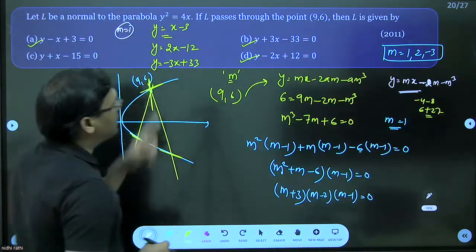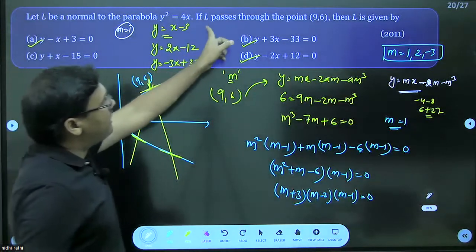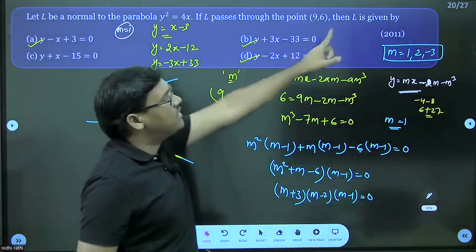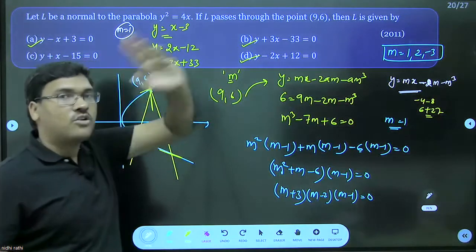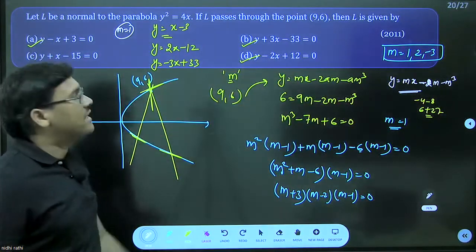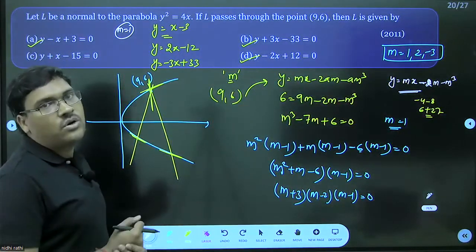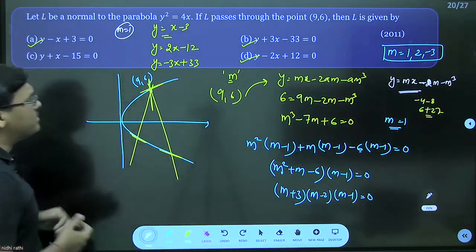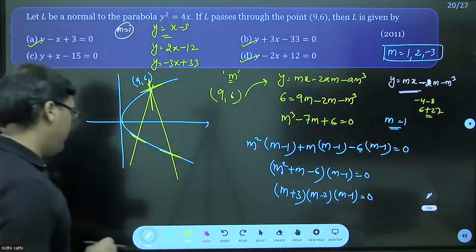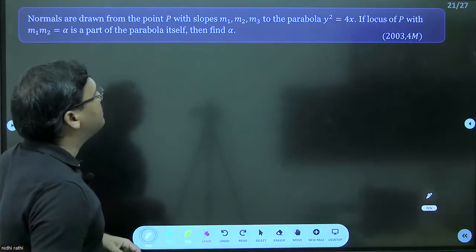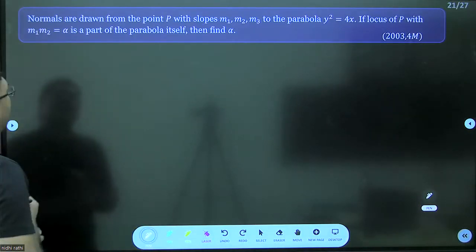But in this particular question, it is given that we have to find if the line passes through 9,6. So I can have other normals also which can pass through 9,6. That is why we have two other answers also. Okay. So I hope this is clear. So now let's move to the next question. The next question is again on the normals.